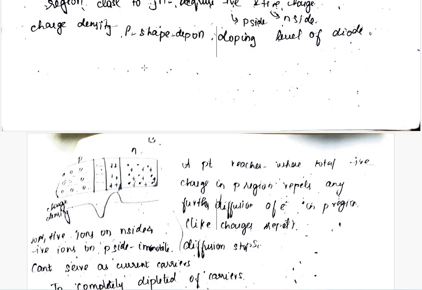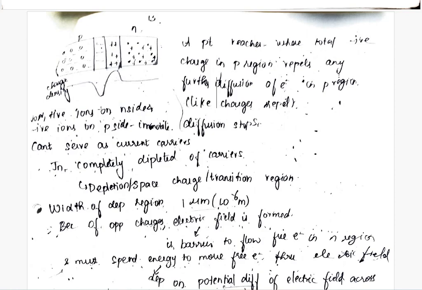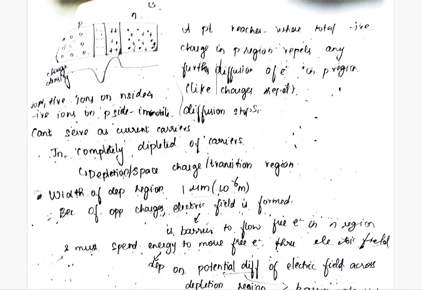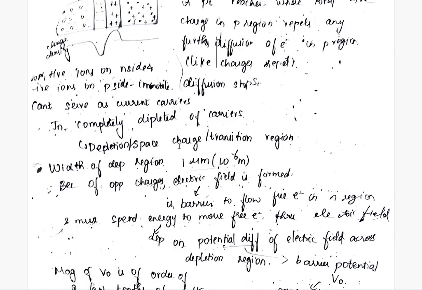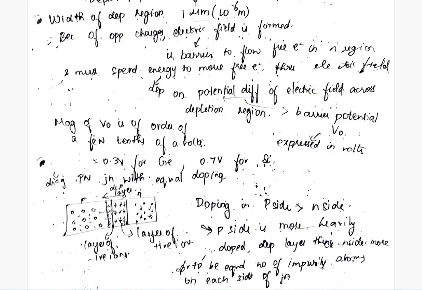So we have a charge density here, rho. The shape depends on the doping level of the diode. This is the charge density here. Near the P side we have negative ions, since holes move from their place and negative ions are created. On the N side, electrons move from their place towards the P side and positive ions are created. This region is called the space charge region or depletion region. The width of the depletion region is about 1 micrometer, or 10 to the power minus 6 meter. So this is the depletion layer here.